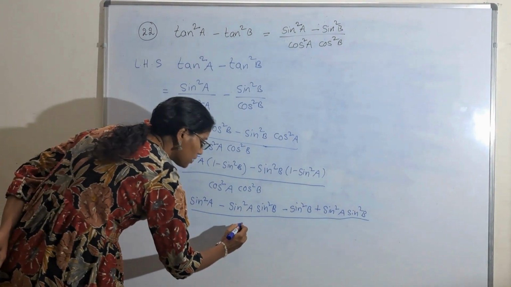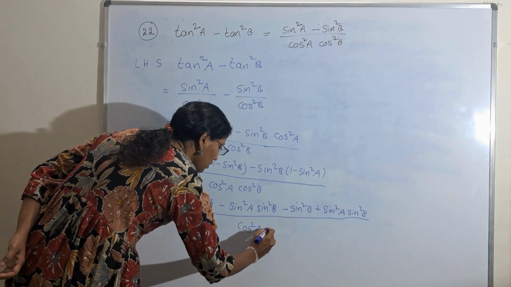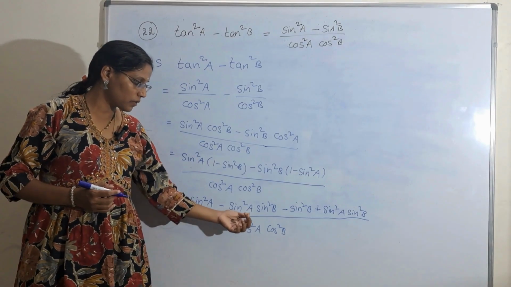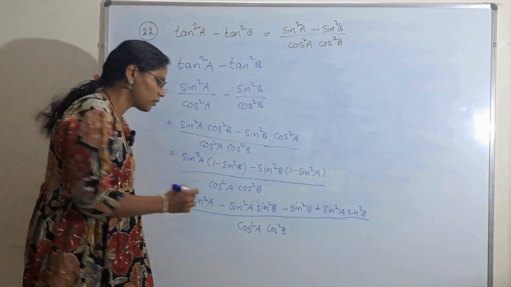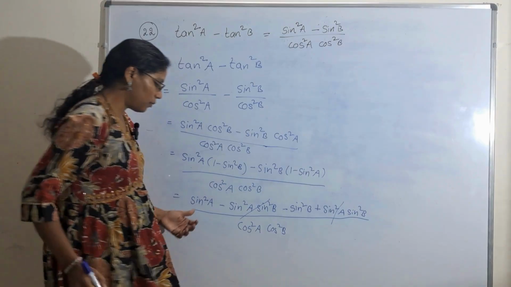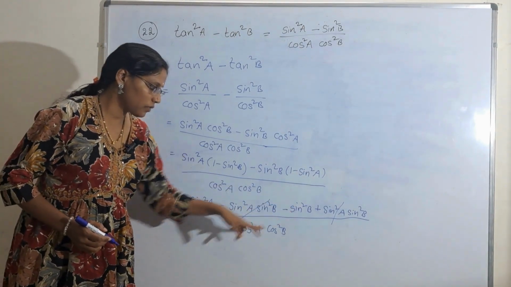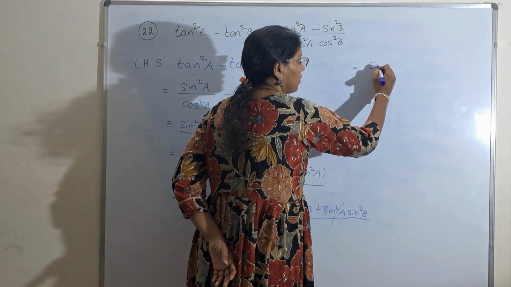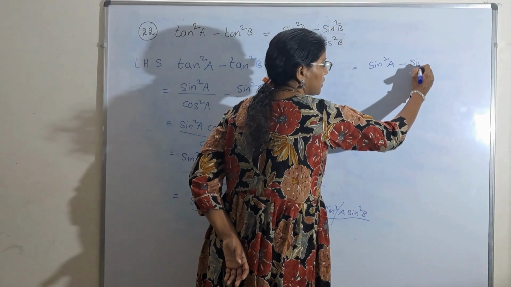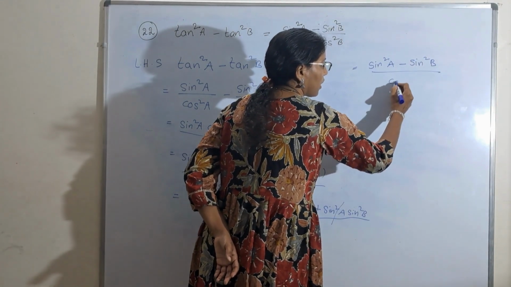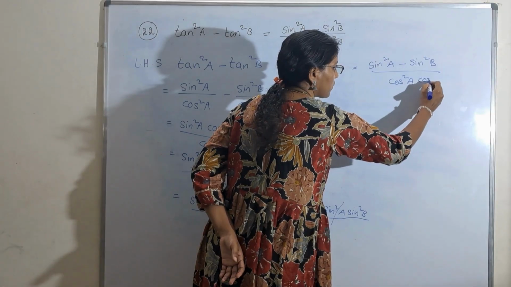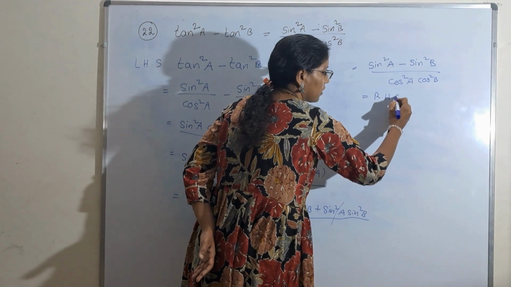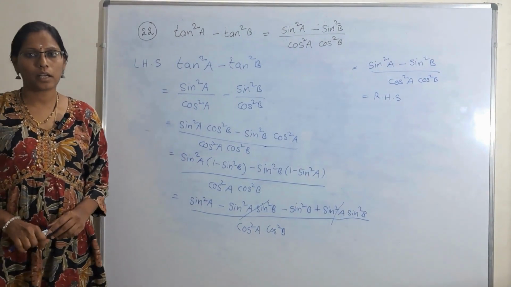By the denominator as it is, we have to write cos square A, cos square B. Any cancellations we have? Minus sin square A sin square B plus sin square A sin square B cancel. Remaining terms: sin square A minus sin square B, denominator cos square A cos square B. Sin square A minus sin square B by cos square A into cos square B. This is our RHS. Therefore, LHS equal to RHS.